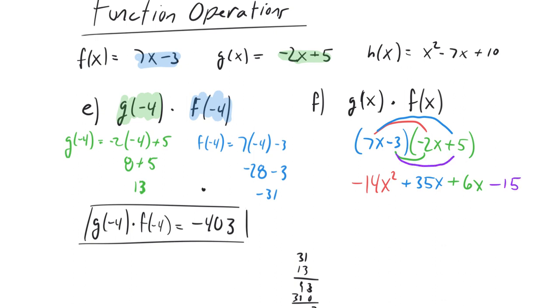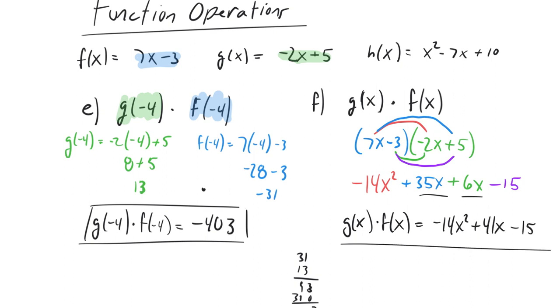Of course, we have like terms here in the middle to combine. So g of x times f of x is negative 14x squared, 35 plus 6 is 41, so plus 41x, and then minus 15. There we go. Operations with functions, not too bad. Good luck.